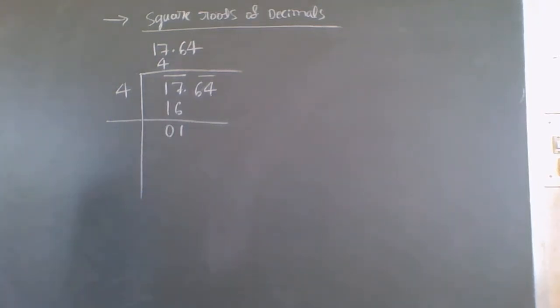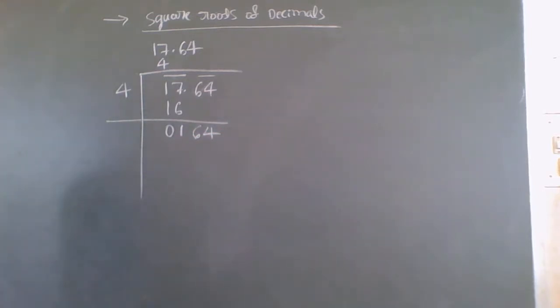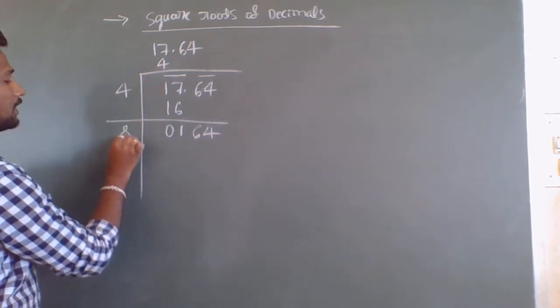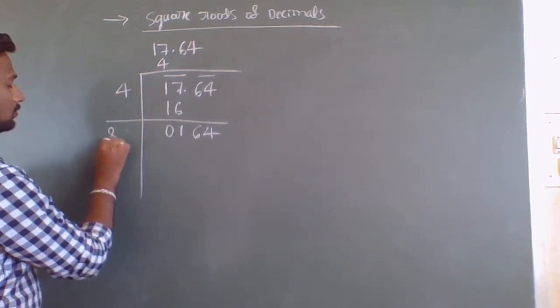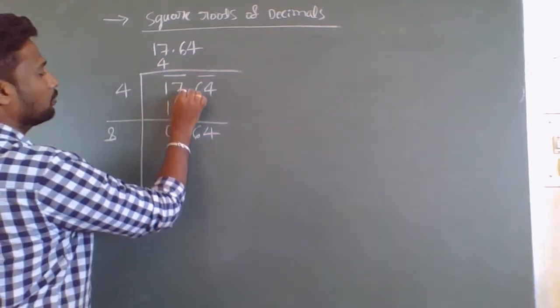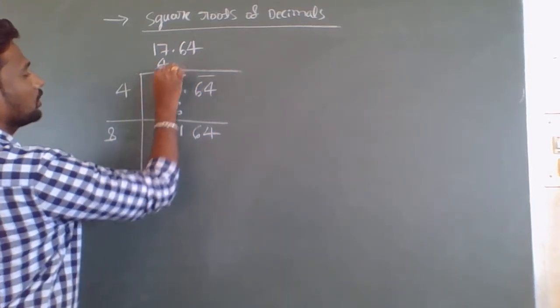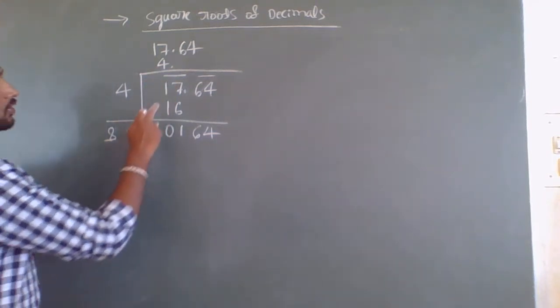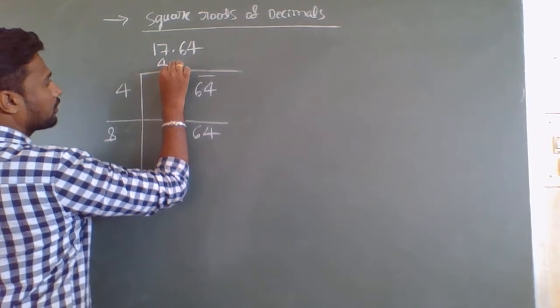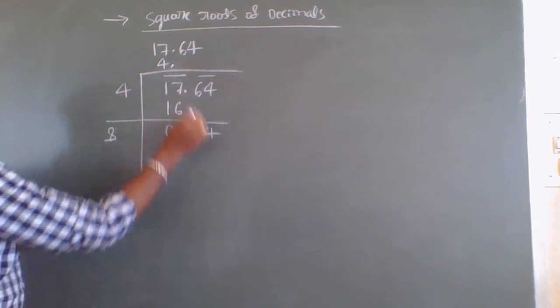Now we will consider the second group, 64. And we have to add here 4 plus 4, what will we get? 8. And here, after this first group, we have a decimal point, so after this we should put one decimal point. Okay. So now, what did we get here?